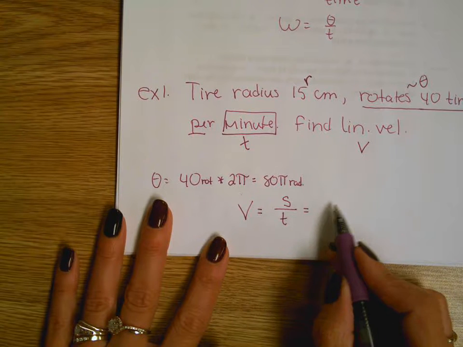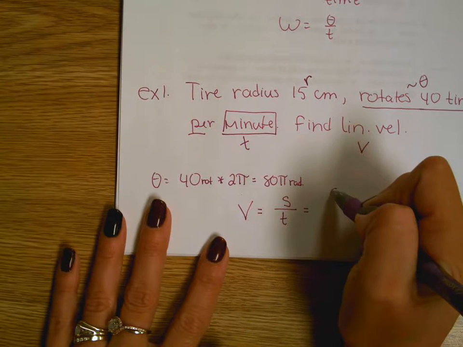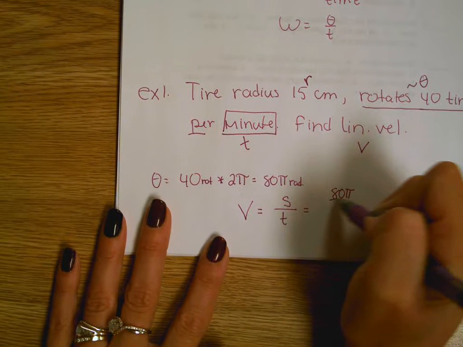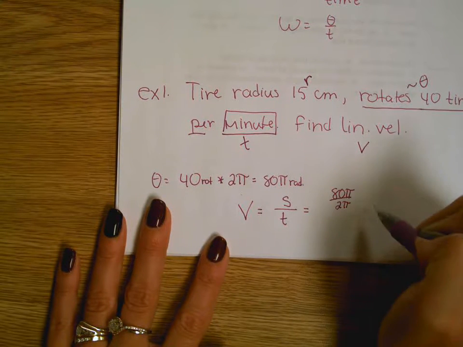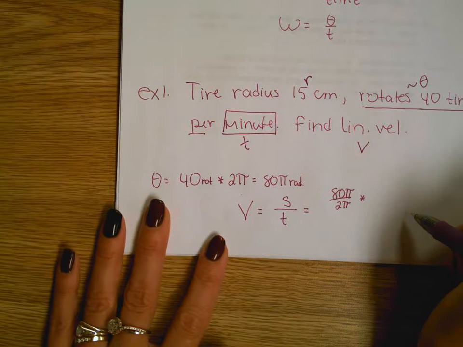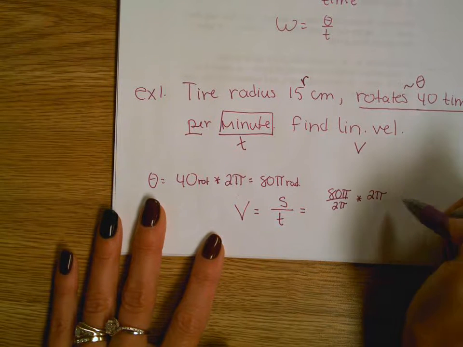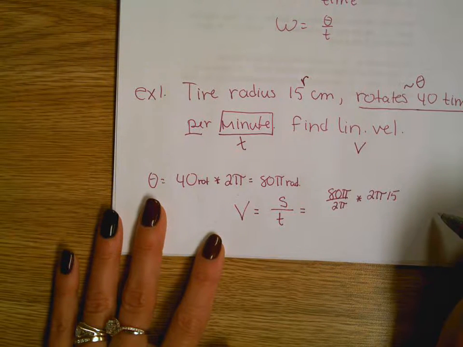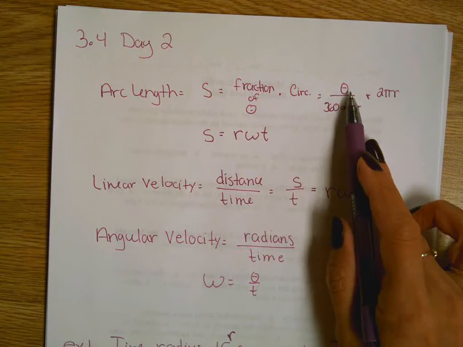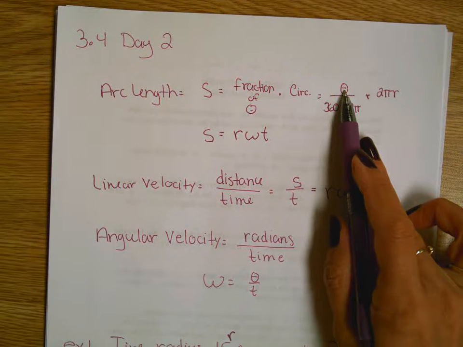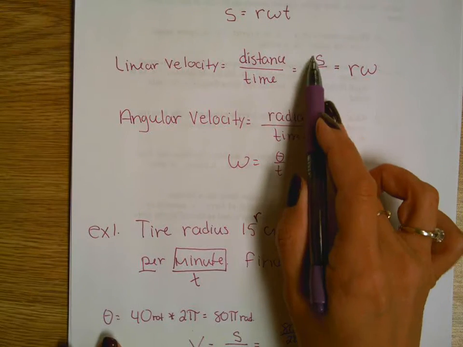So our s is the fraction of the circle, which is going to be 80 pi divided by 2 pi, times the circumference, 2 pi times the radius, 15. So see, everything I did was right here. I figured out the s. I did the 80 pi divided by 2 pi and then times 2 pi r. So all of that was to get s.